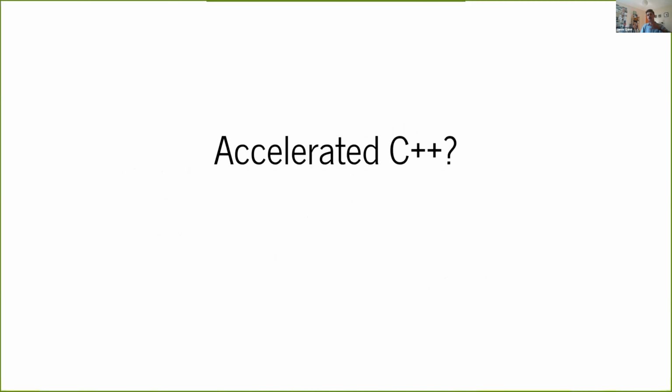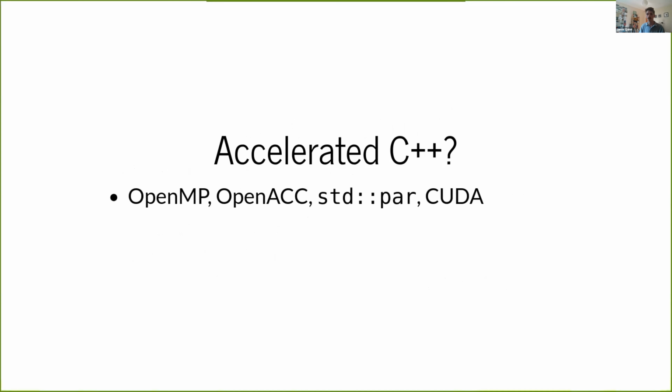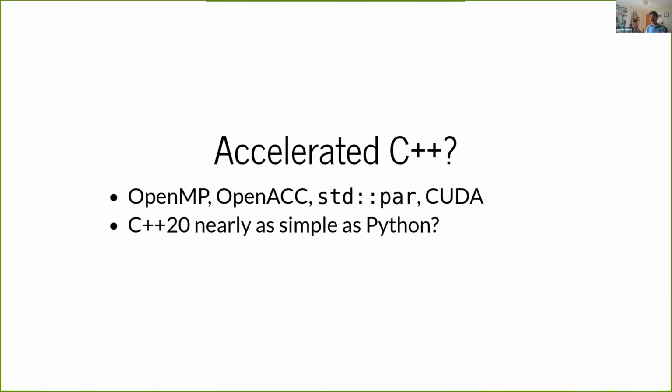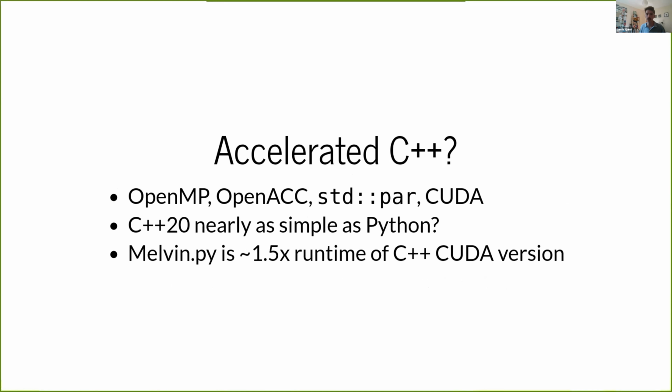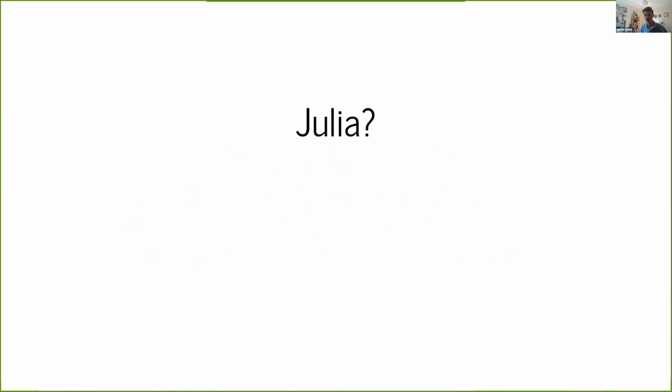So some alternatives. You've got accelerated C++. It has a number of different options for targeting the GPU. C++20, I haven't used a lot of it, but some people say it's nearly as simple to write as Python. That could be a good contender. And as I said, Melvin.py is only about 1.5 times the runtime of my equivalent C++ CUDA version.